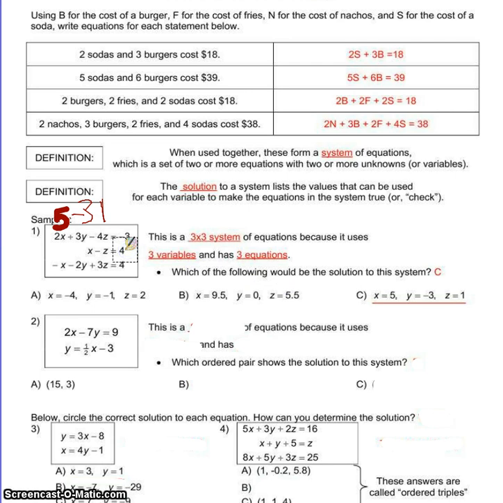Now let's look at the next one. What type of system is this? Because I have 2 variables and 2 equations, this is a 2x2 system. So which ordered pair would hold true for this? Which ordered pair? And in this case, it would be 8 and 1.